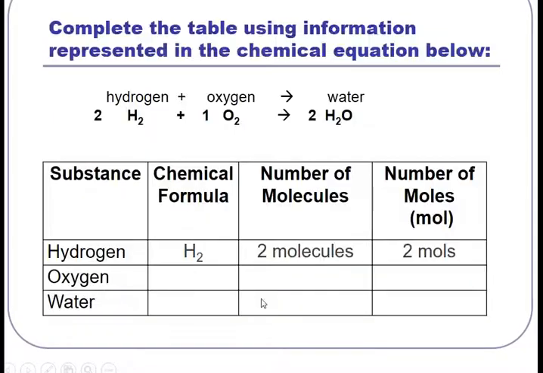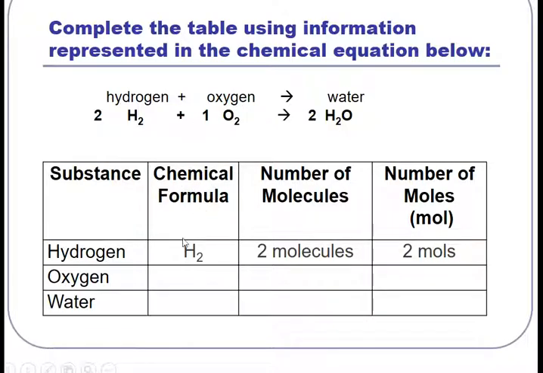So let's say I'm looking at this reaction. We're going to complete the table using information represented in the chemical equation below. This is definitely balanced. 2H2 plus 1O2 gives us 2H2O. H2 is a molecule, O2 is a molecule, H2O is a molecule. If for some reason this compound over here started with a metal, we would call that formula units. If this was just one capital letter, no 2 after it, they would be atoms.